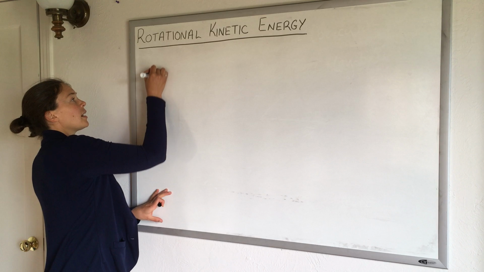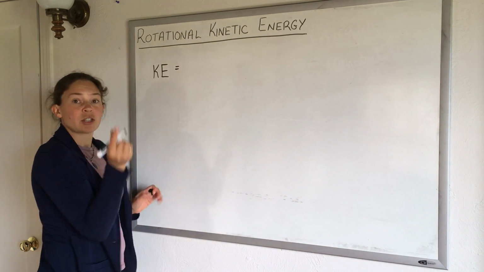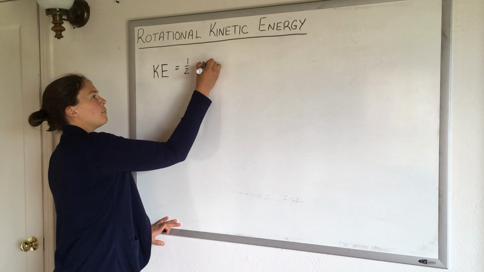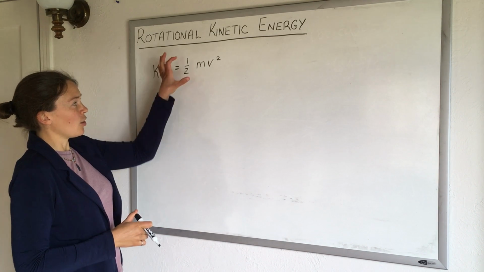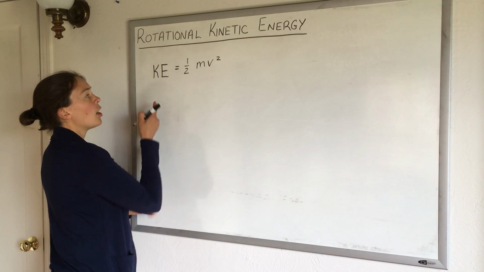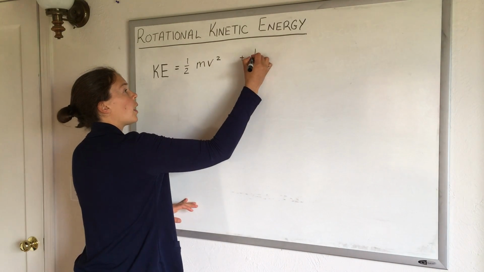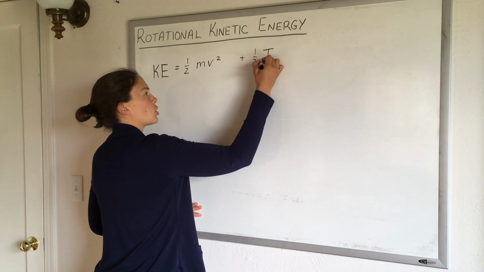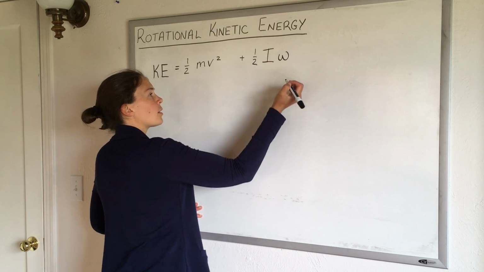And the rotational kinetic energy, well, let's go back. Regular kinetic energy is 1/2 mv squared. And in keeping with the theme of just taking the rotational equivalent of everything, the rotational kinetic energy is 1/2 I omega squared, where the rotational version of mass is the mass moment of inertia I, and the rotational equivalent of velocity is angular velocity, omega.